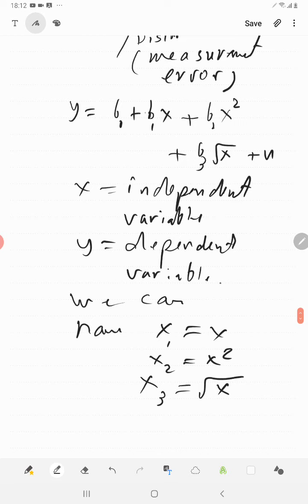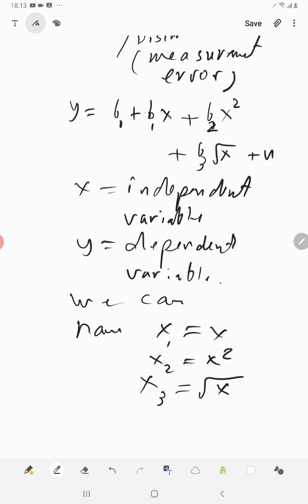Okay, so this function will be linear in the parameters. You see, it's b0 plus b1 times x plus b2 times x squared plus b3 times root x. So though it is nonlinear in x, it is linear in the coefficients. We don't have multiplication of coefficients. If we assume that x squared is another variable, which is x2, then it's b2 times x2, which is x squared. So we say this function is linear in parameters.